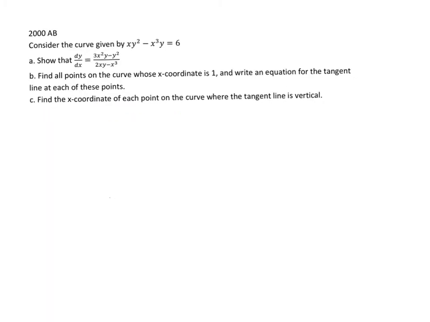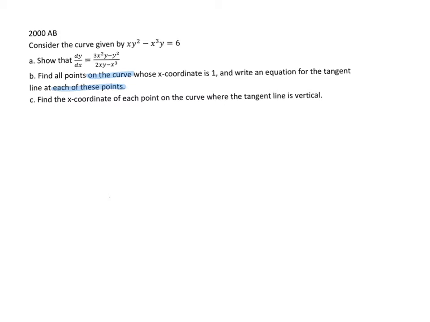For part B, we are getting a little trickier, so we're looking for points on the curve. The x-coordinate is 1, and then we want tangent lines for each of these points. So a little bit of a red flag that we're going to get more than one point here, so let's just be aware of that as we go. So anytime we're looking for a point, we are looking at the original equation. So we have slope from the derivative, points come from the original curve.